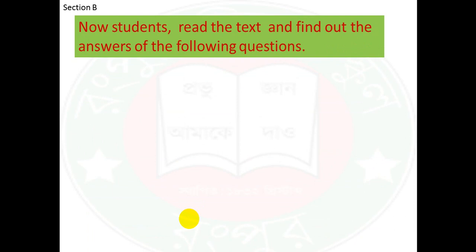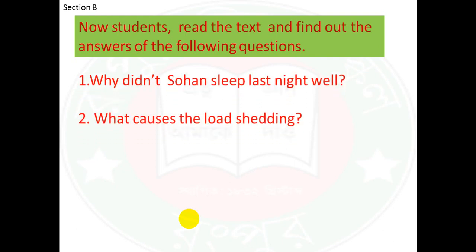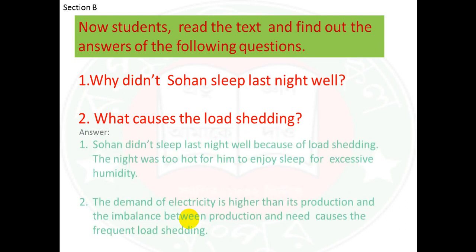So students, you are to read the text in section B. And what about the questions? And these are the questions. Why didn't Shohan sleep last night well? And what caused the load shedding? So read the text silently and of course find out the answer. So let's move on. I know that you need a little bit more time, but I'm not going to give you a bit more time. Rather, let me show you the possible answer and try to match with your ones.